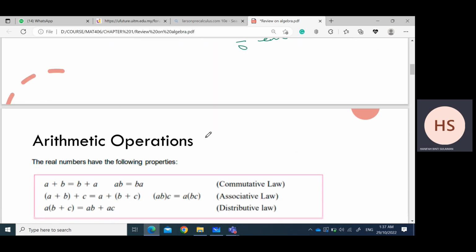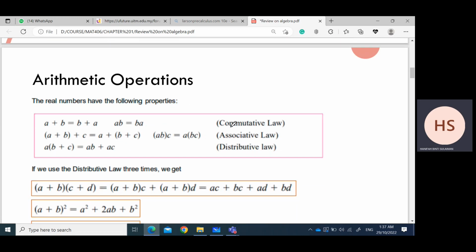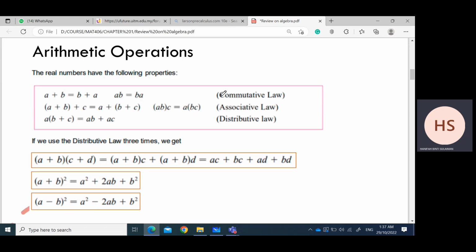Alright. So next we have arithmetic operation. So the real numbers have the following properties. We have commutative law, associative law, and distributive law. So now look at one by one. So what is a commutative law? So commutative law is about the order of the real numbers. Okay. For example, we have A plus B. So it is equivalent with B plus A.